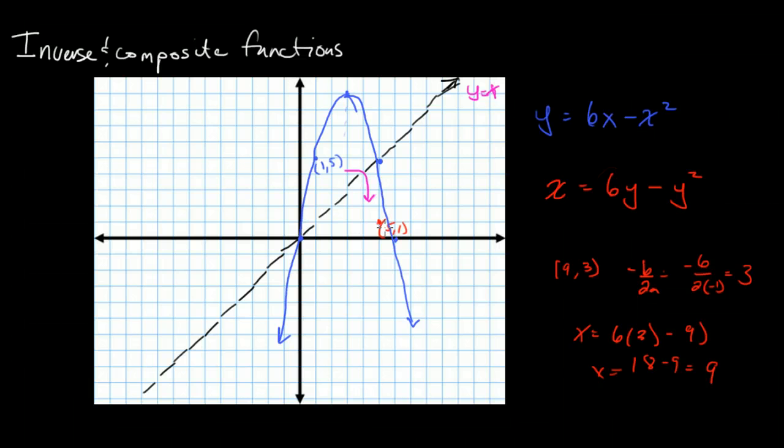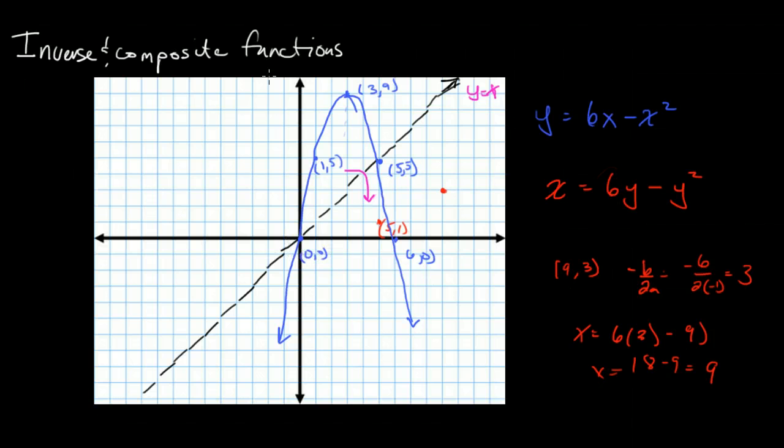So my vertex for this inverse of this downward facing parabola would be at (9, 3). And notice that's the inverse of this point here, (3, 9), right? Here's a point (5, 5). And here's a point (6, 0). And here's a point (0, 0).